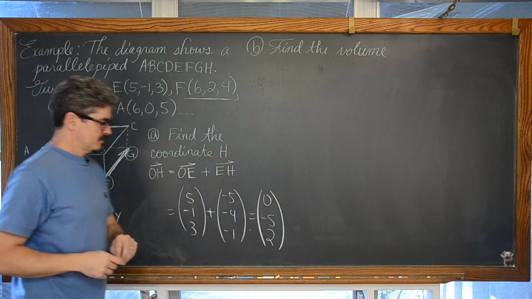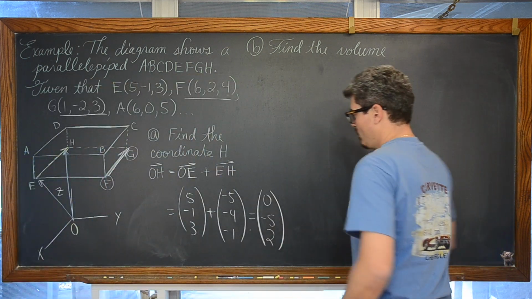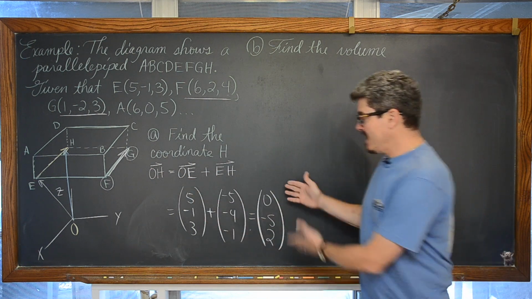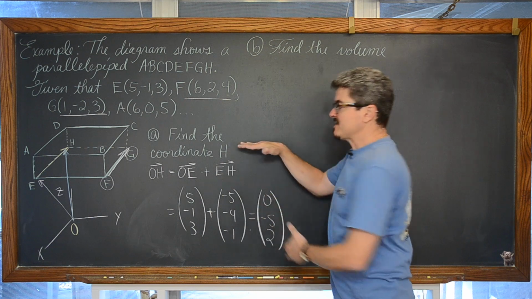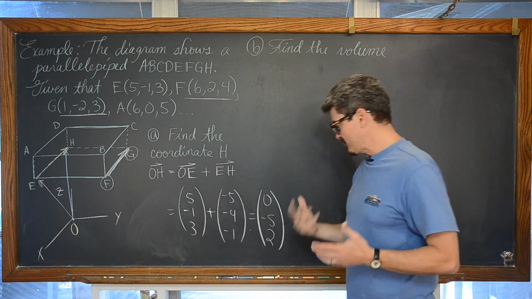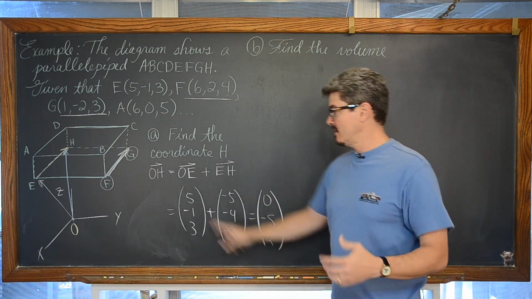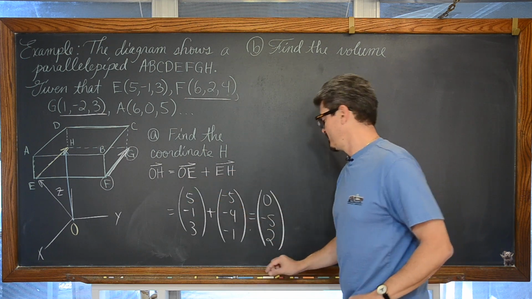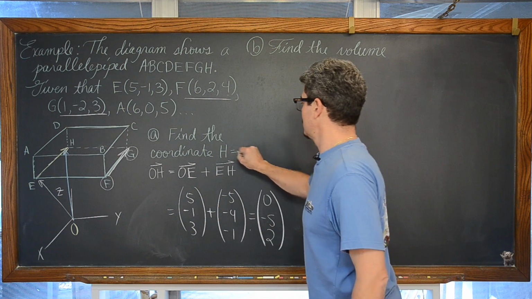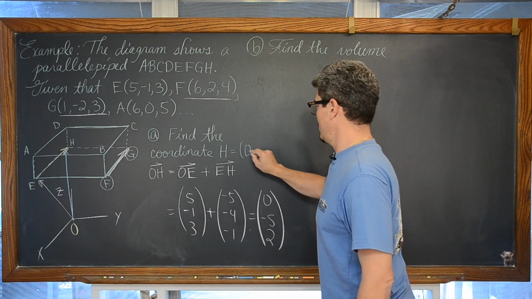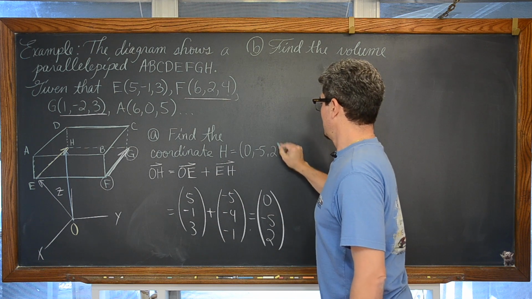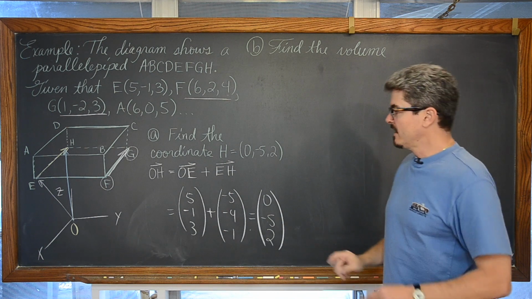And we're going to need this. Well, this is a position vector, and actually, I haven't answered the question. I can't write this as an answer because if I'm asking for the coordinate of a point, you have to understand there's a difference between the coordinate of a point and a position vector. So while this is the position vector for H, the coordinate for H is going to be (0, -5, 2).